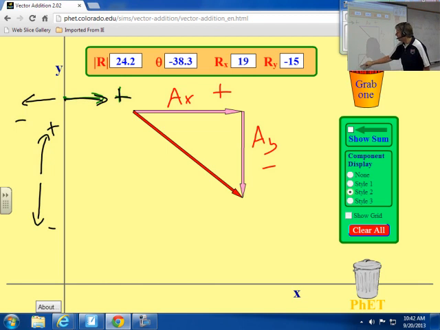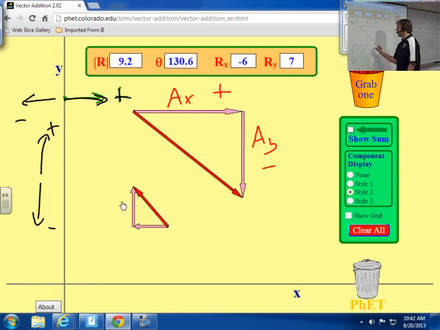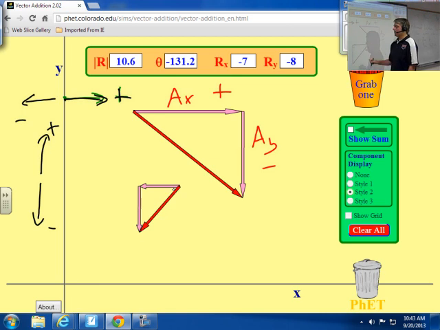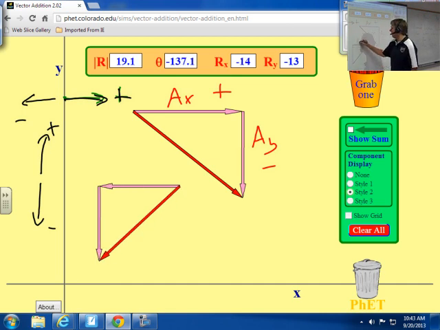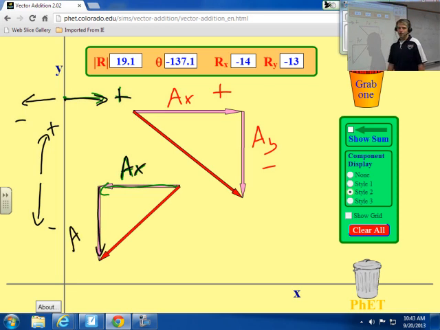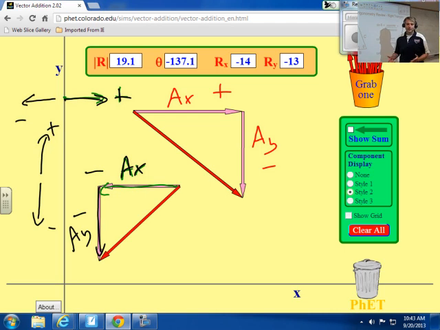Let's try another one. Let me grab a new vector. Let's say this vector points down like so. You'll notice that this is the x component, and it points to the left. This is the y component. It points down. Since the x component points left, it must be negative. Since the y component points down, it must also be negative. Keep this in mind as we move forward and start using actual numbers for the components.